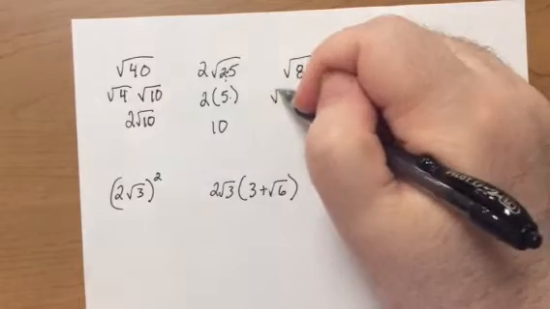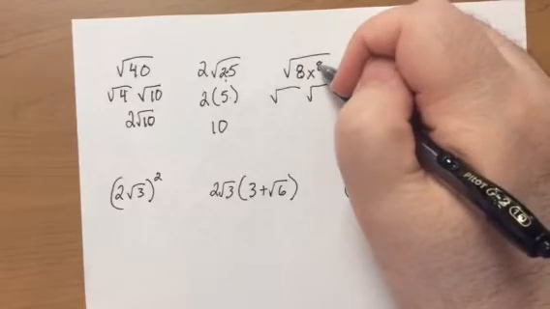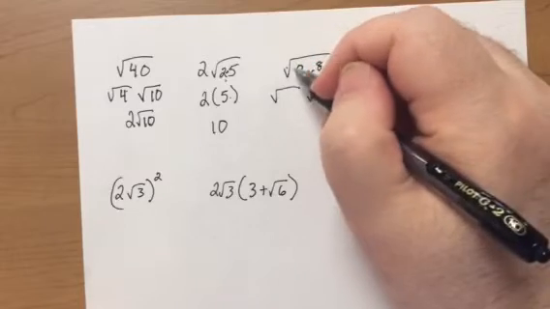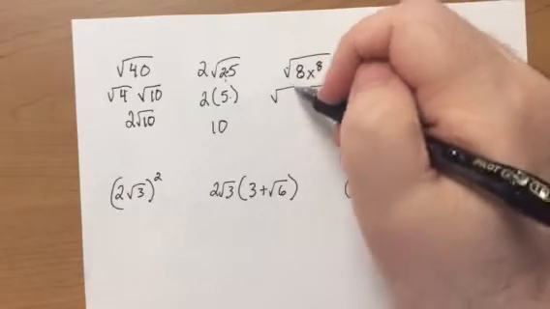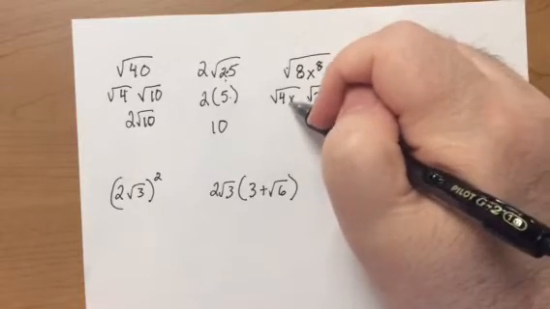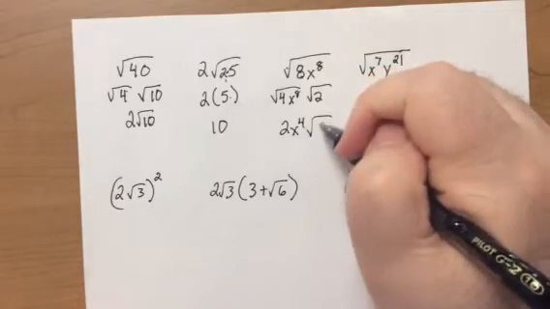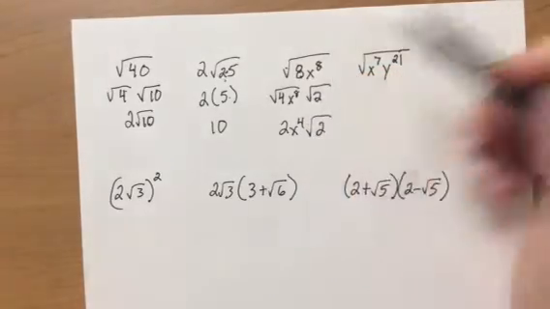Now this one, 8 is not a perfect square. This is even, so remember you always divide by the index, which if it's not shown is 2. So I'm going to break 8 up into 4 and 2, and this is even, so just bring it along. So this would be 2x to the 4th, square root of 2. Powers, you just divide by 2.